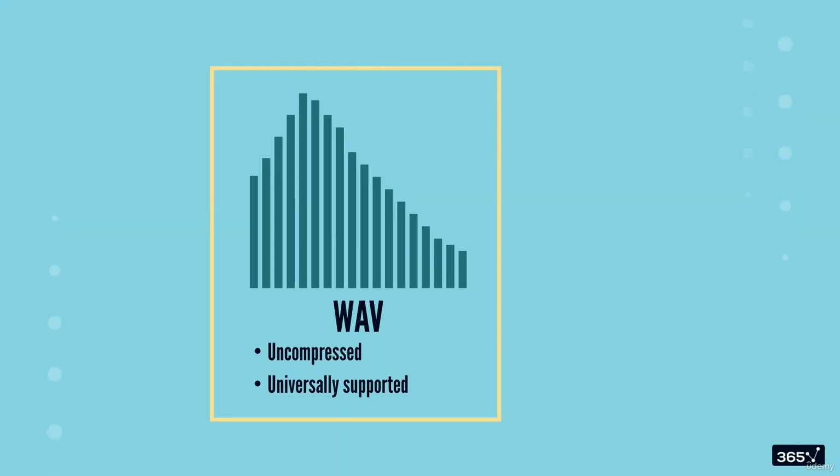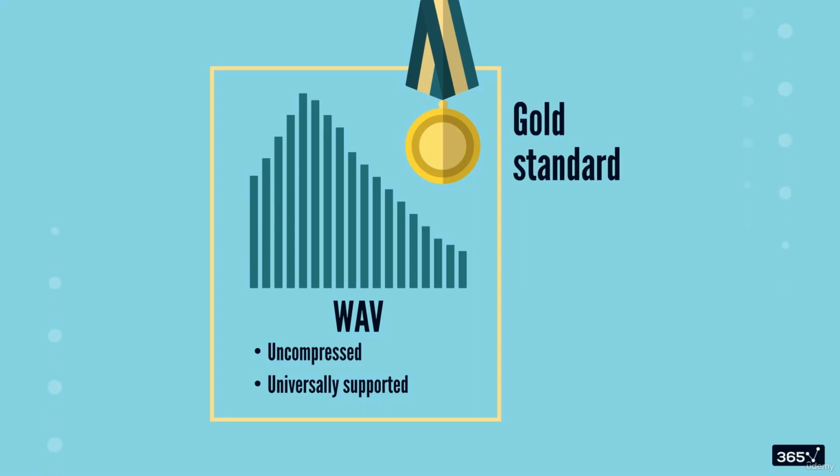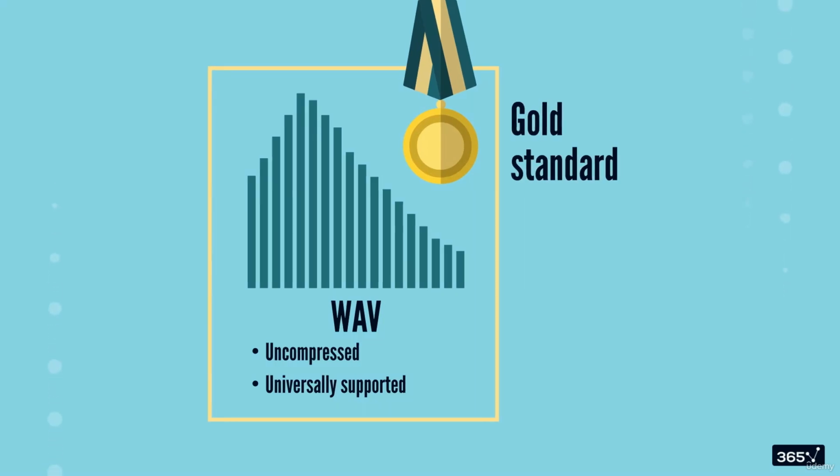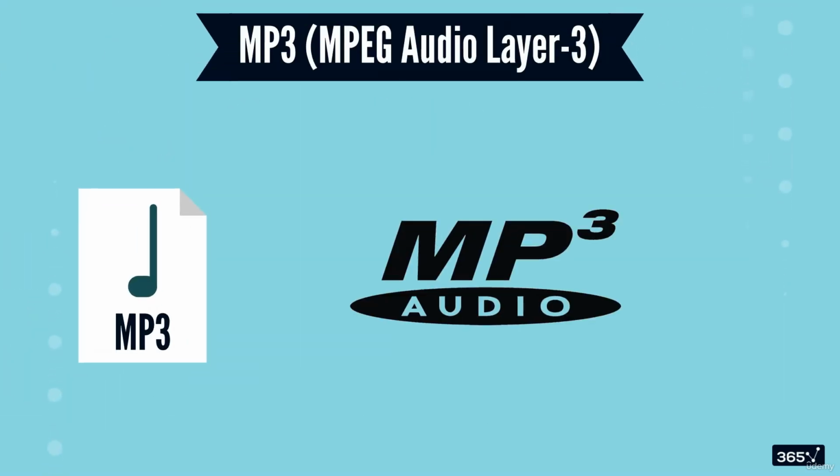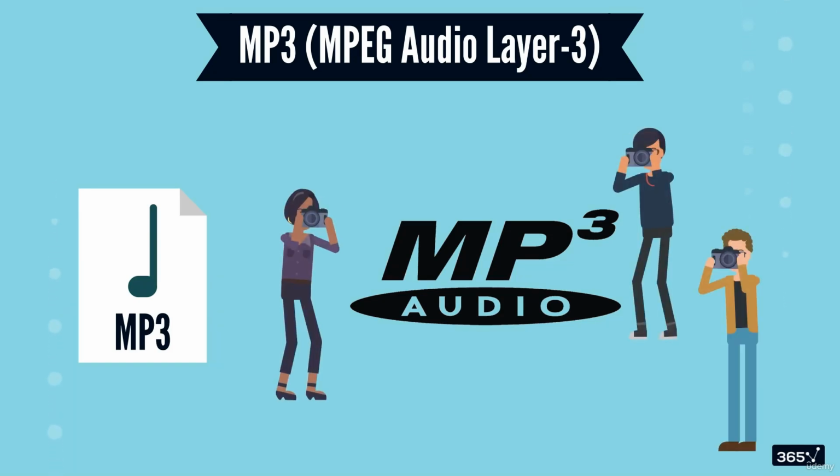WAV files ensure maximum compatibility and avoid any possible issues with compression or decoding, making them the gold standard for speech-to-text applications. All right. I suppose you've heard of MP3, which derives from MPEG Audio Layer 3, a standard for compressing audio files. MP3 is one of the most common audio formats.